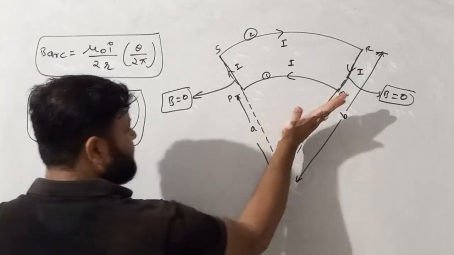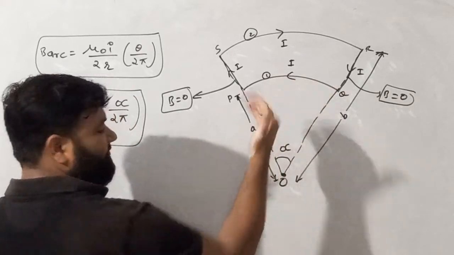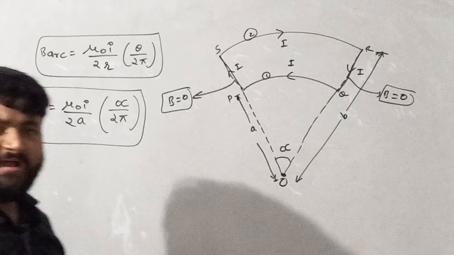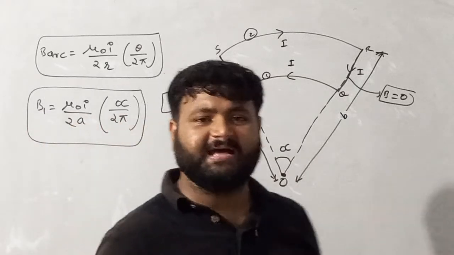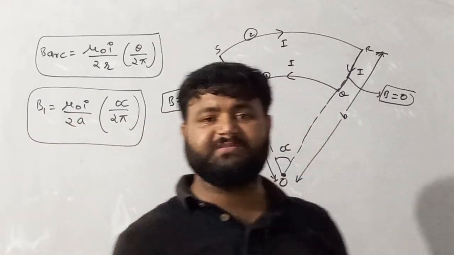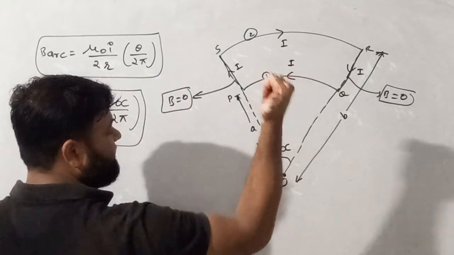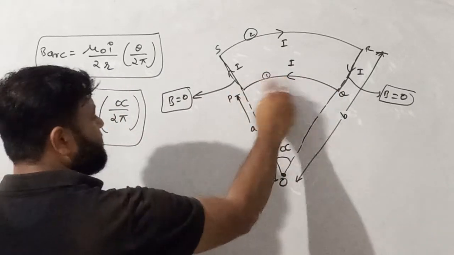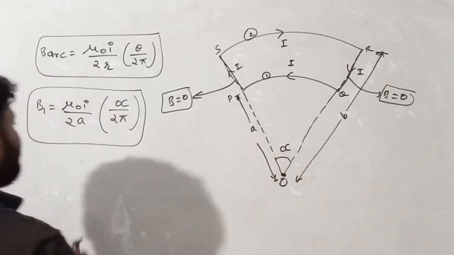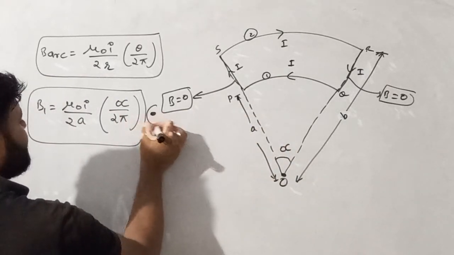Now check it out. The direction is found by the right hand screw rule. We have to curl our right hand fingers in the direction of current. The thumb gives the direction of the magnetic field. So see, this is the direction of current. The thumb comes outside. So due to this arc, the magnetic field is outward. So I'll write it as a dot.